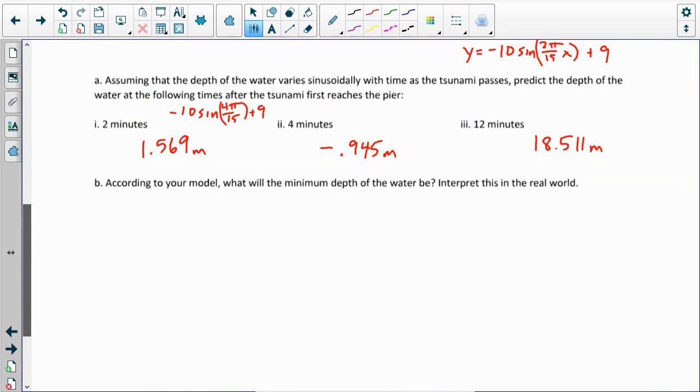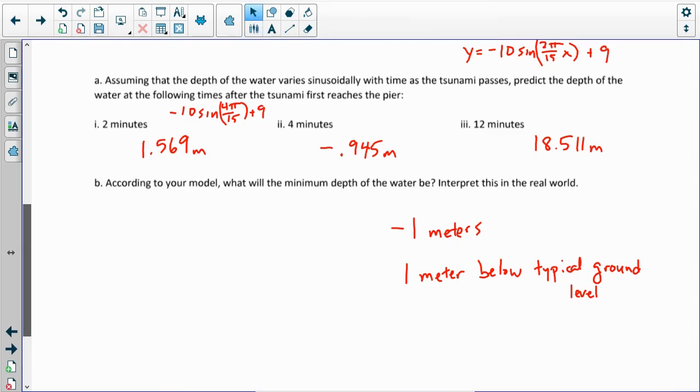According to your model, what will the minimum depth of the water be? And interpret this in the real world. So that would be -1 meters. And what that means is 1 meter below typical ground level, or what would be considered the sea level, or where the ground would meet the sea. But that's very possible because it's not like it's going beneath the ground of the sea. It's beneath the ground that approaches the sea. So it's really not unreasonable to think.